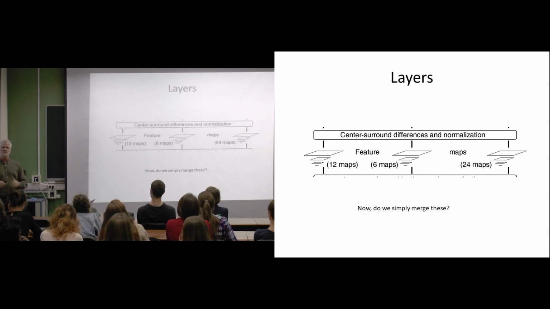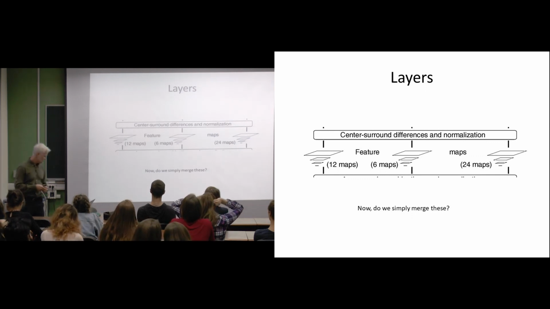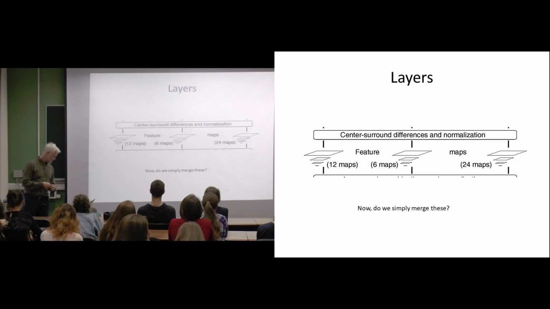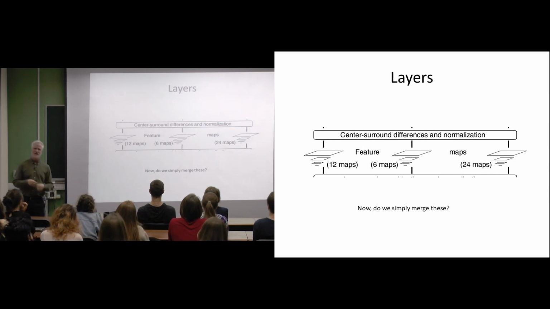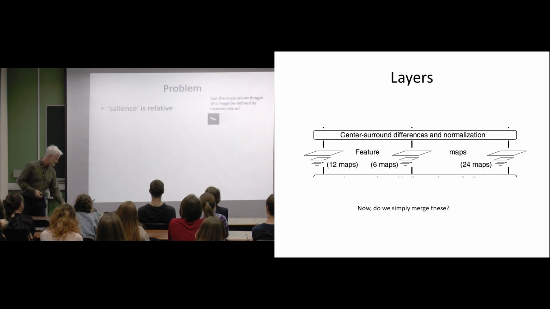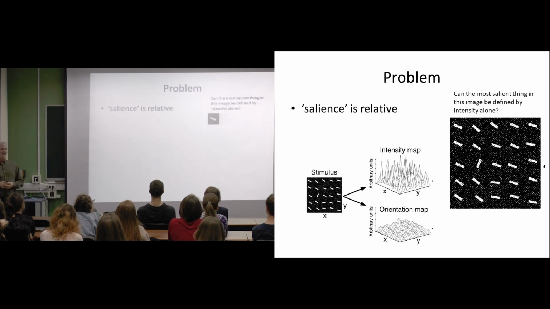So we have these 3 different pathways. We have these, what do we have, 36, 42 different maps. How do we throw them together? Do we simply merge them? I'll give you a potential problem here. Can you describe the most salient thing in this image? What's the thing that pops out?